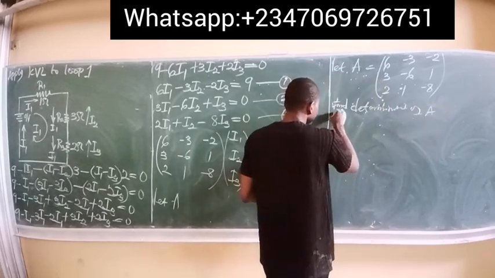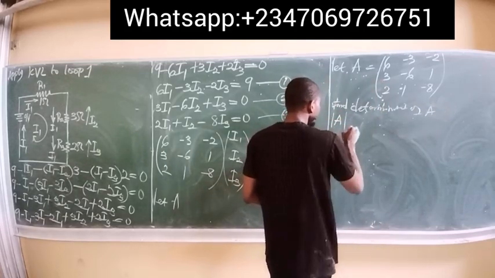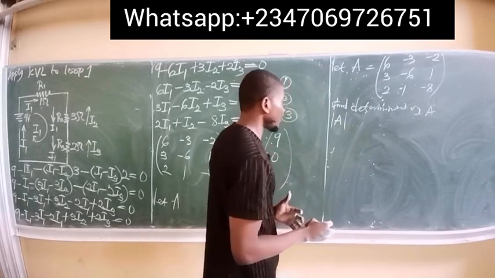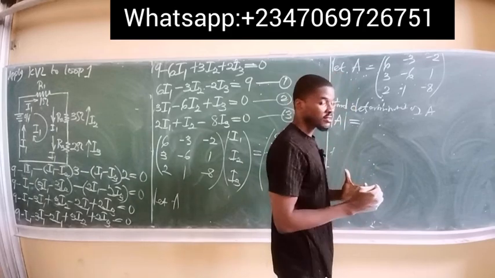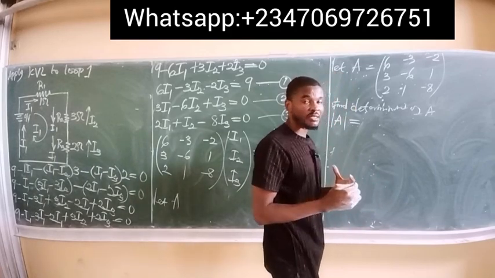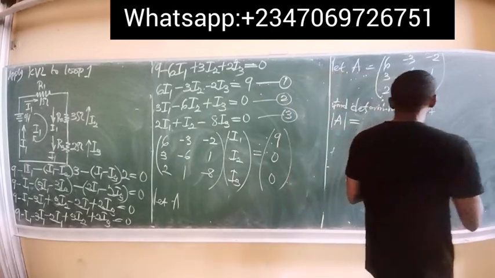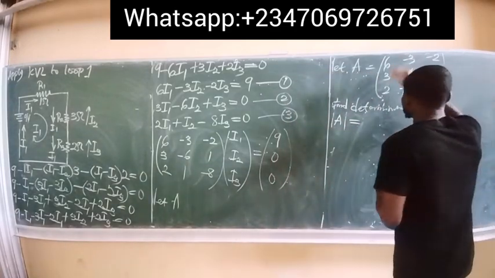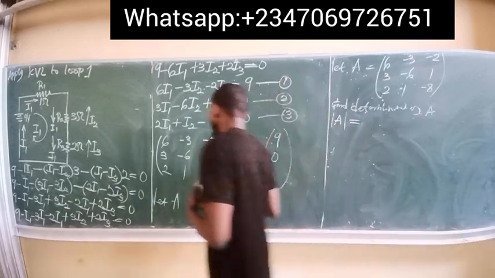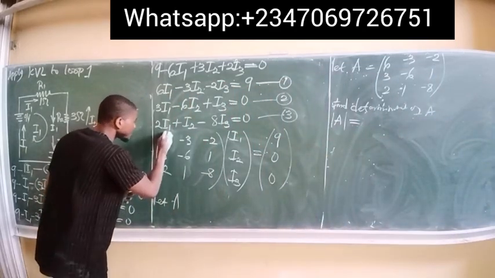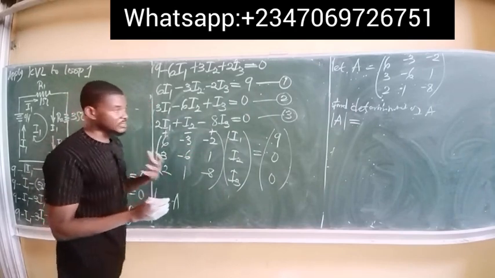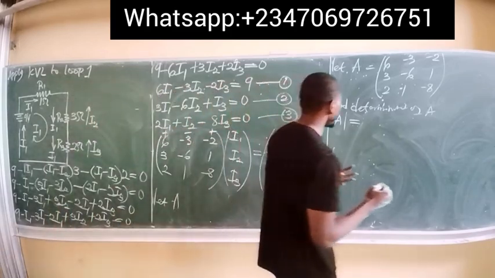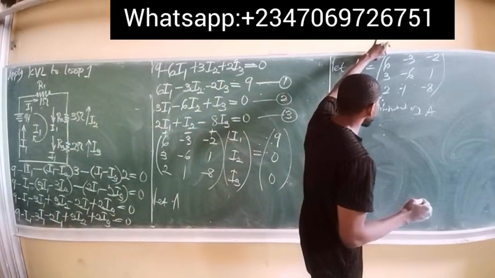Okay, we can use bars to signify the determinant of A. Now we have a 3 by 3 matrix. To find the determinant of a 3 by 3 matrix, remember, the arrangement is always plus here, negative here, and plus here. It continues like that for any size of matrix. So the first is always plus.